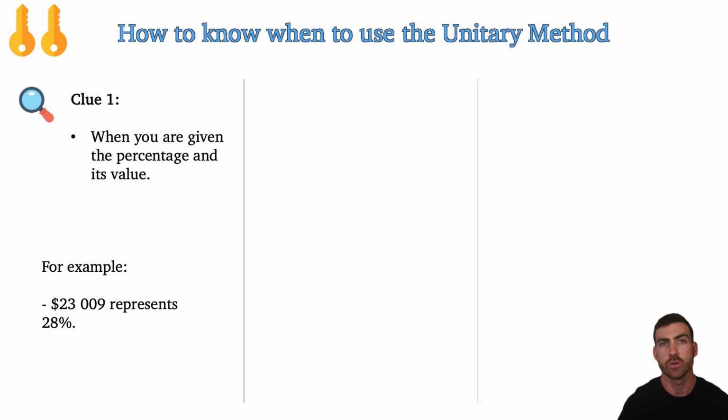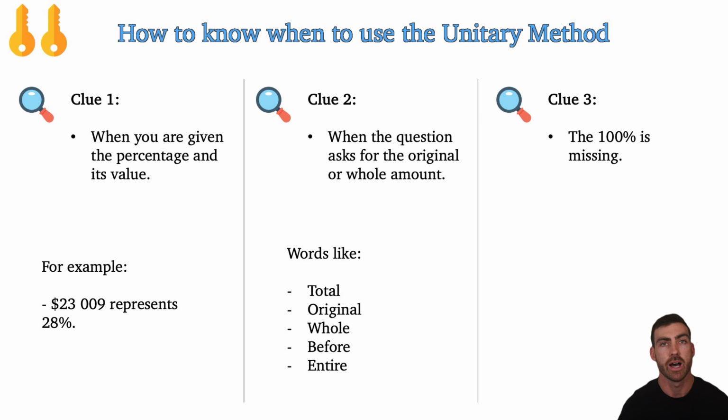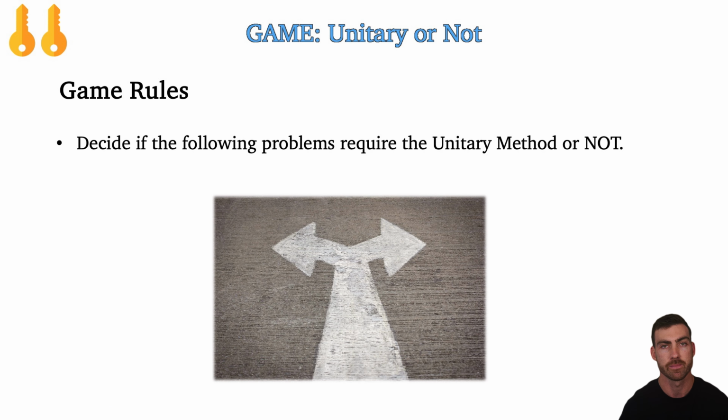Clue 1, you're given a percentage and its value. Clue 2, the question asks for the original amount or whole amount. Words like total, original, whole, before, or entire. Clue 3, the 100% is missing. When you see these 3 clues, you spot the pattern, and these become some of the easiest marks in your exam. So let's test this with a game.